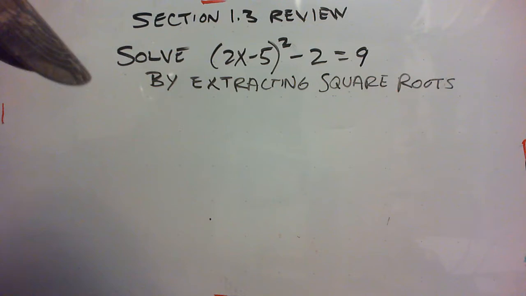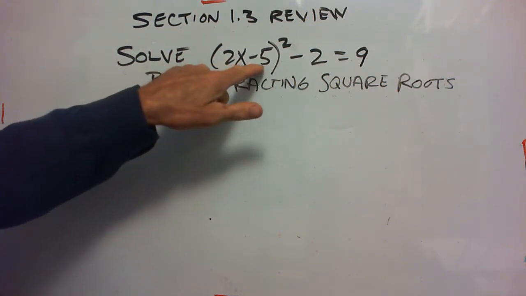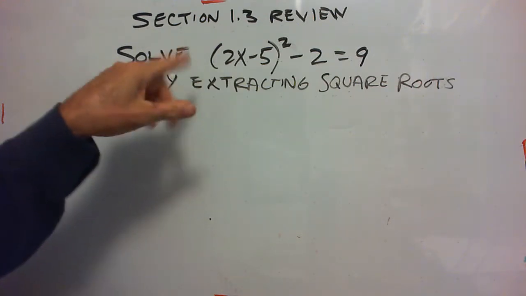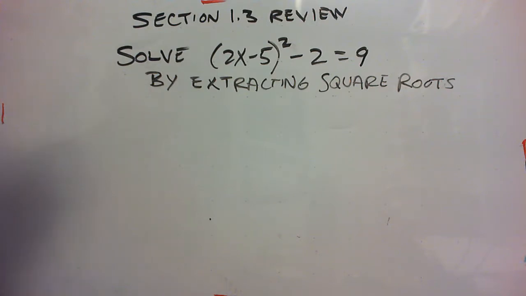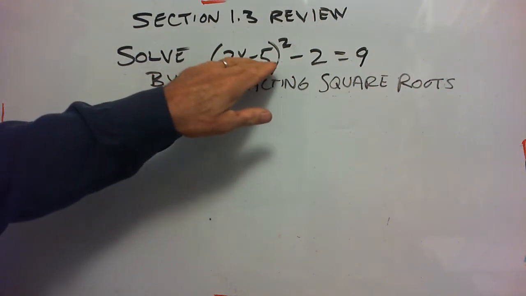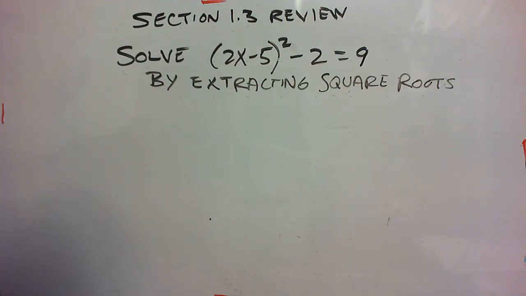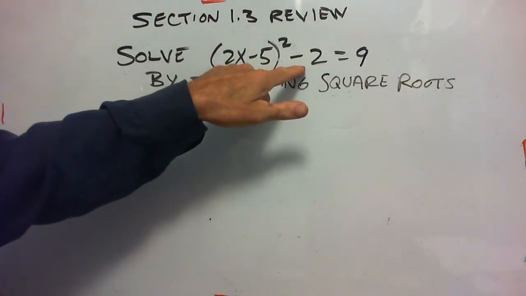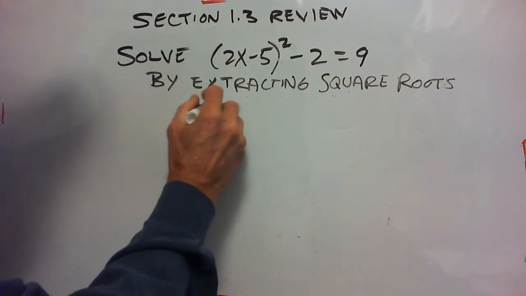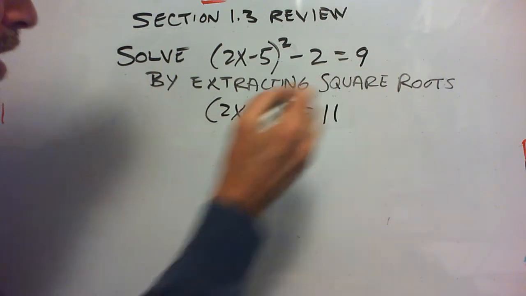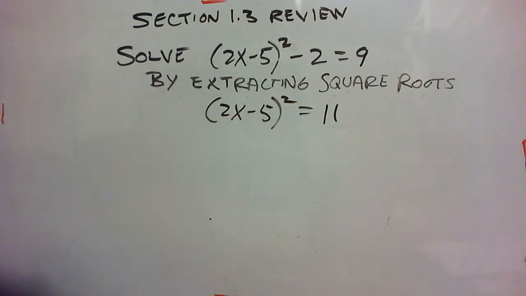Okay, our next problem here is solve (2x minus 5) quantity squared minus 2 equals 9 by extracting square roots. And that is definitely the easiest method of solving this equation, because we've got this quantity squared. It's not quite by itself on one side of the equals. So before you can extract square roots, you have to add 2 to both sides. And that gives you (2x minus 5) quantity squared equals 11. And now you extract square roots.